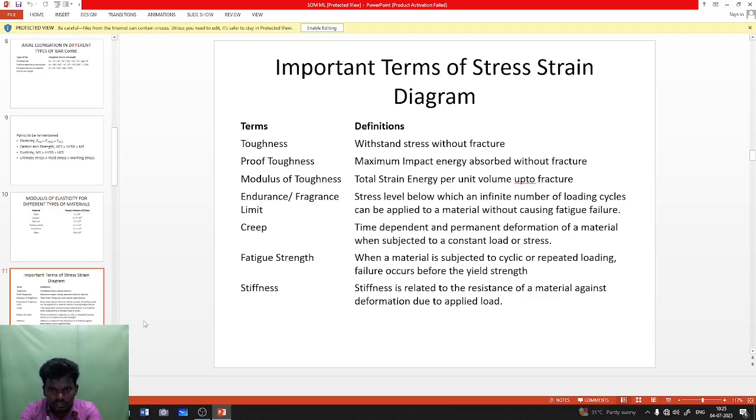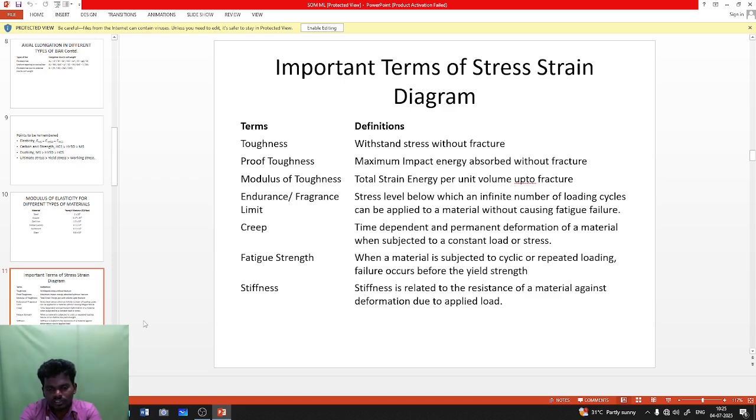Toughness: ability to withstand stress without fracture. Proof toughness: maximum impact energy absorbed without fracture. Modulus of toughness: total strain energy per unit volume up to fracture. Endurance or fatigue limit: the stress level below which an infinite number of load cycles can be applied to a material without causing fatigue failure.